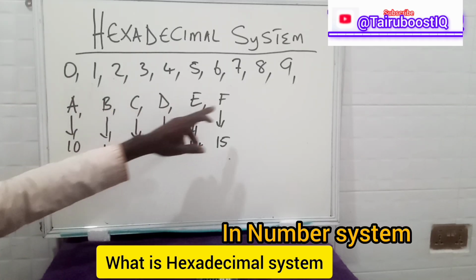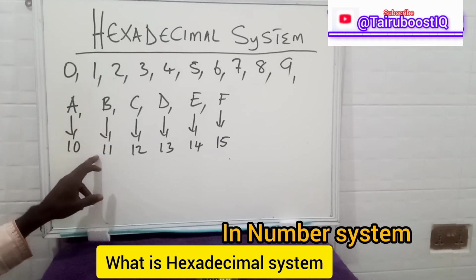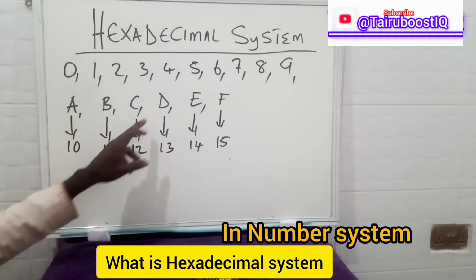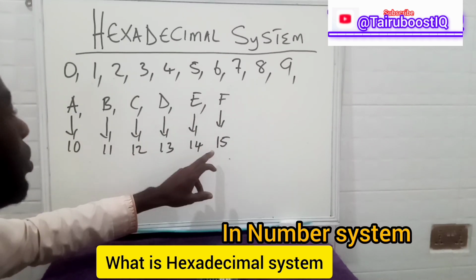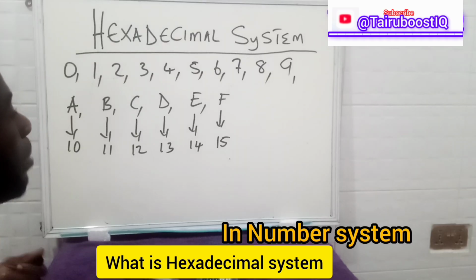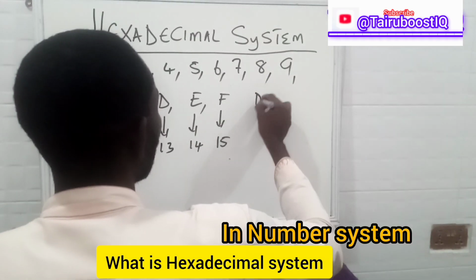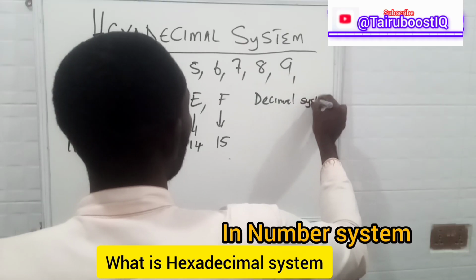It starts from 0 up to F, where A stands as 10, B stands as 11, C stands for 12, D is 13, E is 14, and F is equal to 15. Remember that we have other systems of number base. We have the decimal system.